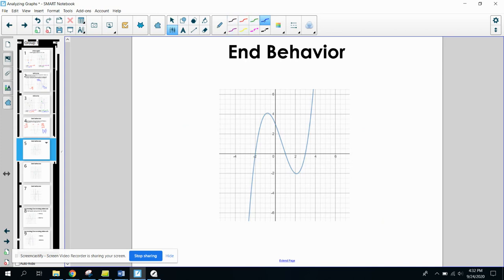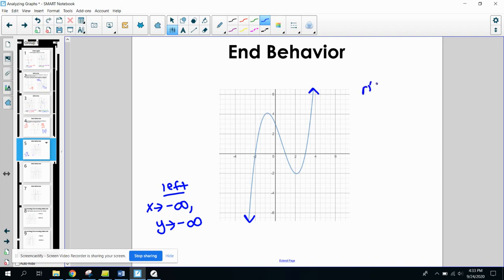Okay, so here again we have some graph. I'm going to just draw in my arrow so we understand that this extends. So again, we need both of our ends. So for the left end, you can think about it as what is x doing and what is y doing, or you can simply think about what quadrant we're in. So over here, we're in the third quadrant. In the third quadrant, x's are negative and y's are negative. So we can say as x approaches negative infinity, y approaches negative infinity. As x gets more and more negative, y also gets more and more negative. So it's going left and down, both in the negative direction.